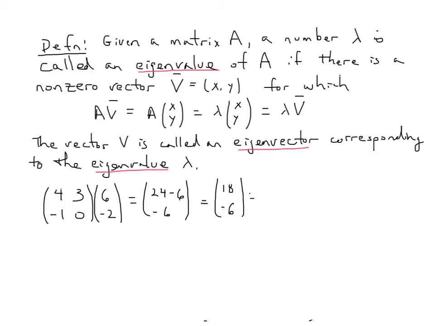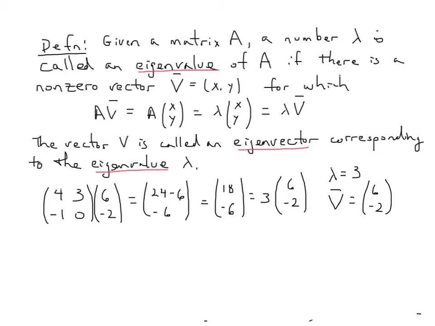And I can factor a 3 from here, and I get 6, minus 2, and I see that multiplying this matrix by the vector 6, minus 2 has a resultant of a new vector that is just 3 units times 6, minus 2, so it is stretched. 3 would be an example of an eigenvalue, and the corresponding eigenvector would be 6, minus 2. And we're going to talk about where we find these values.